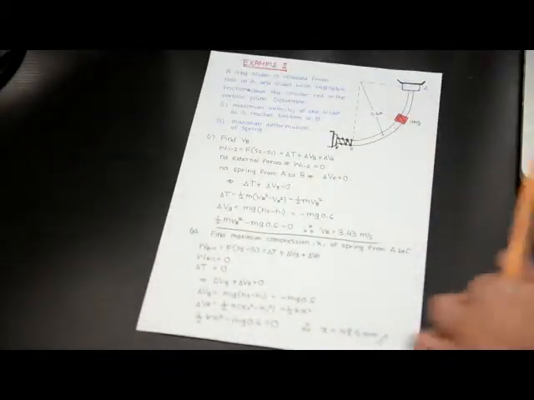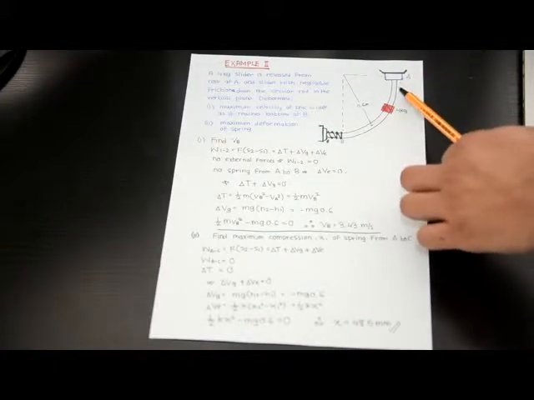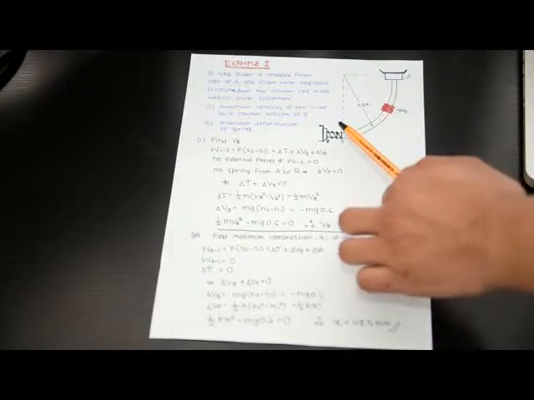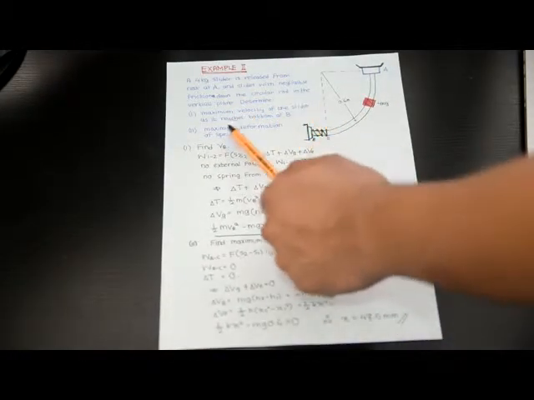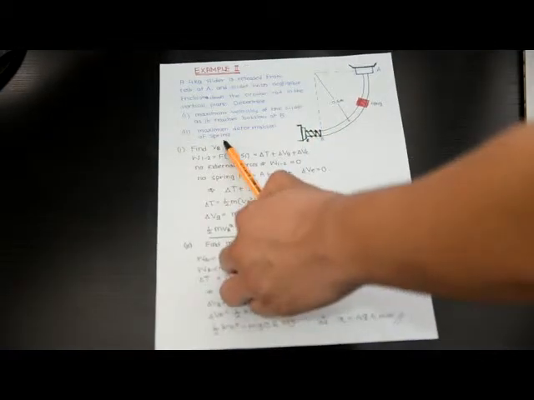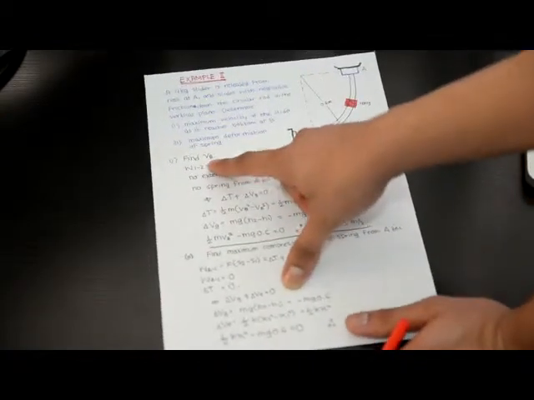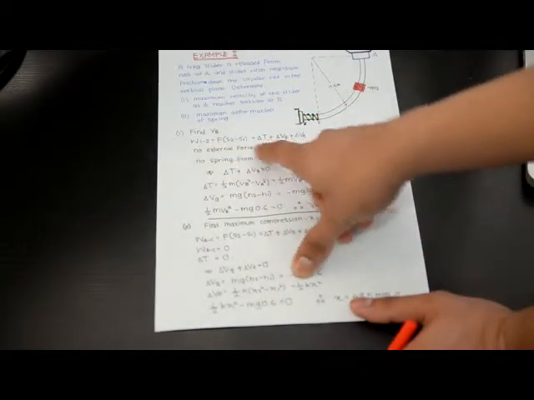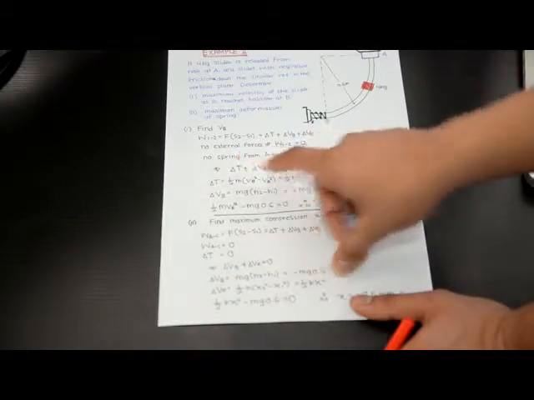Now let's look at an example. A slider is released from position 1, and as it slides from position A to position B, we have to find the maximum velocity of the slider as it reaches the bottom at B and the maximum deformation of the spring. Now, in order to find the velocity at B, we first have to take the work-energy equation.